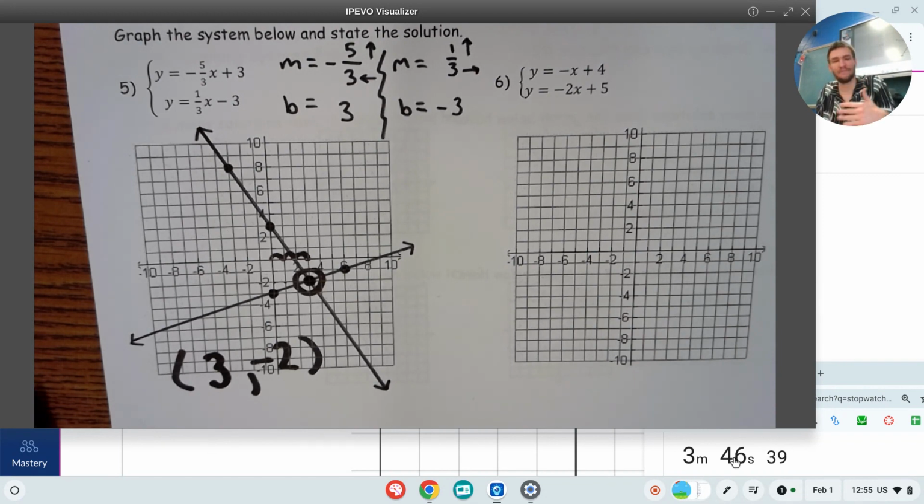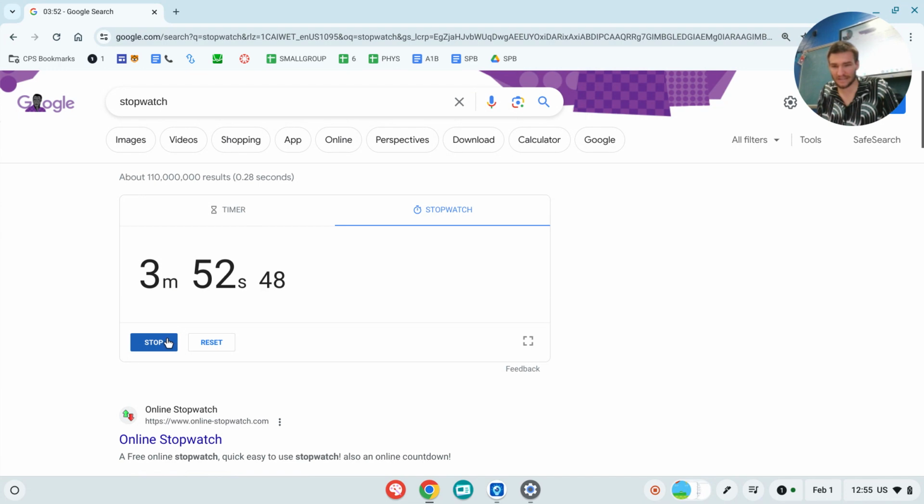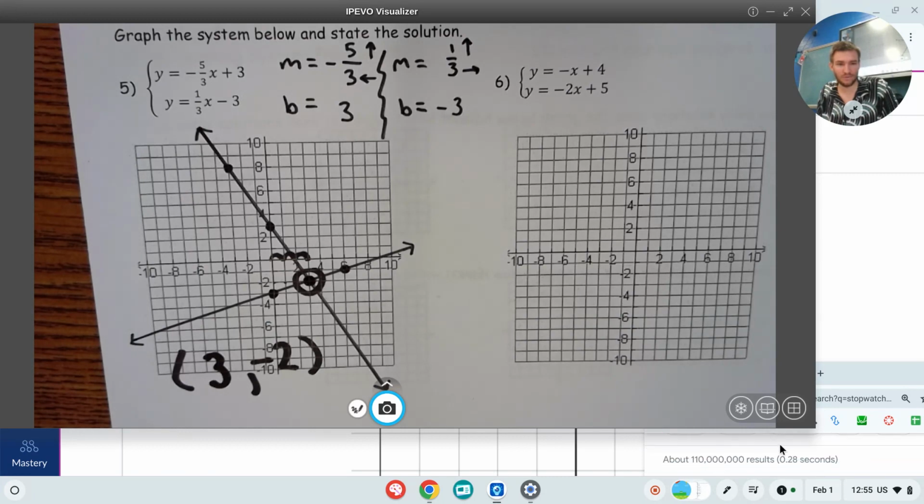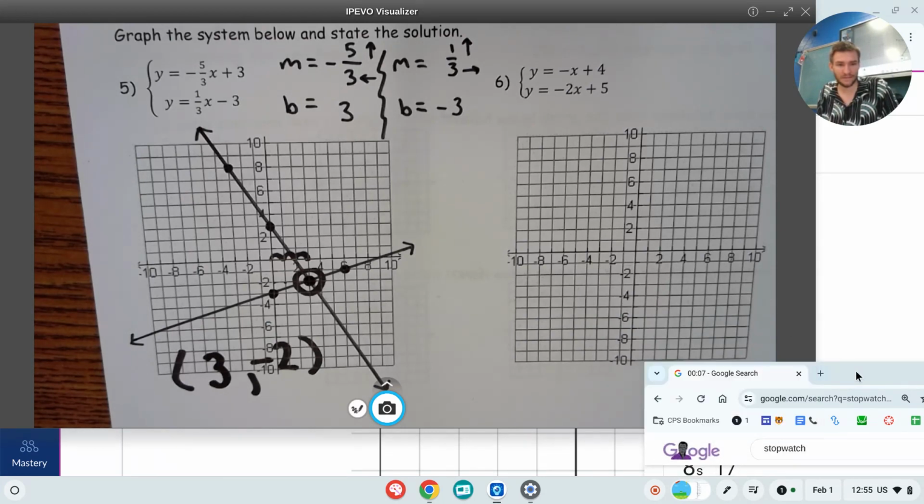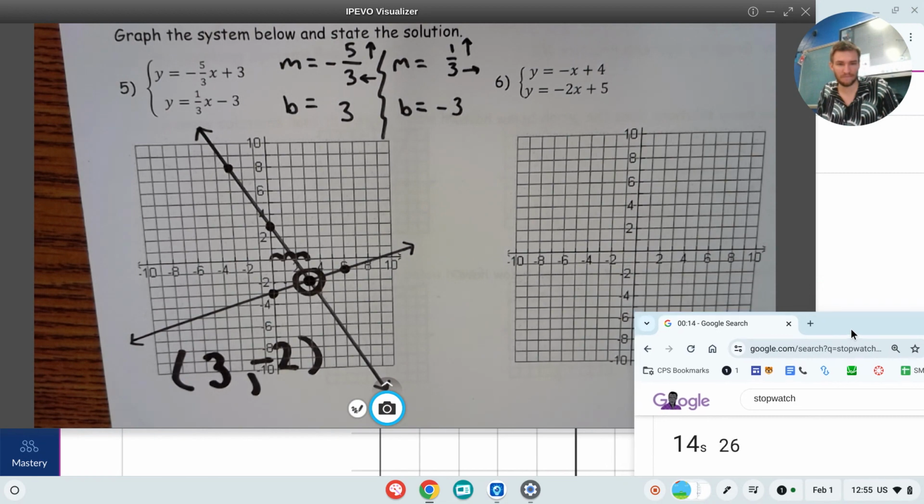Okay, let's see if we can speed that up. The first question took us less than 4. Let's reset it. Let's start it up. Let's see if we can do this question a little bit faster. I figured I knew how to do this, but honestly, I'm kind of failing a little bit.